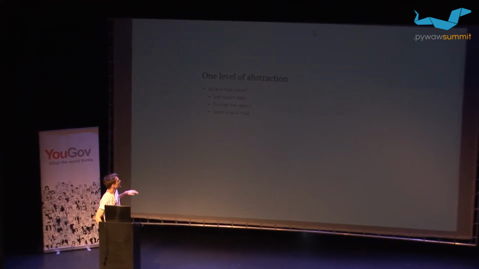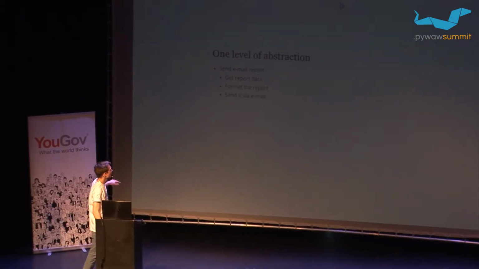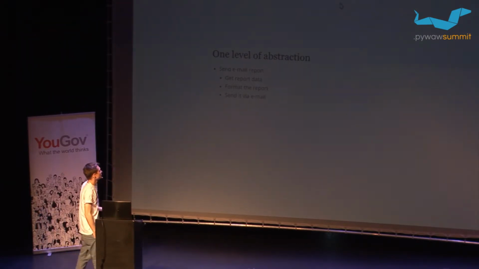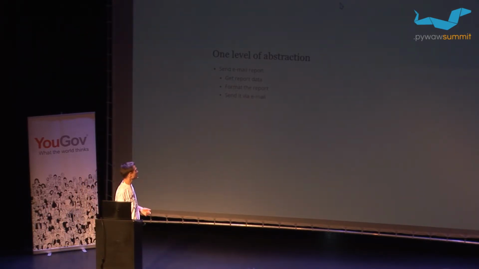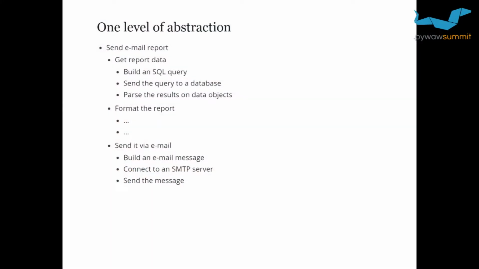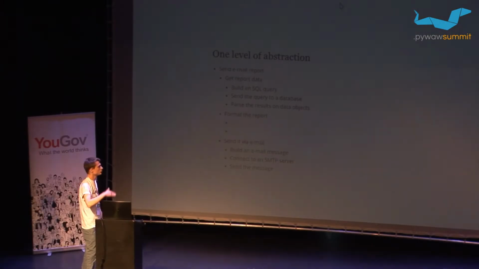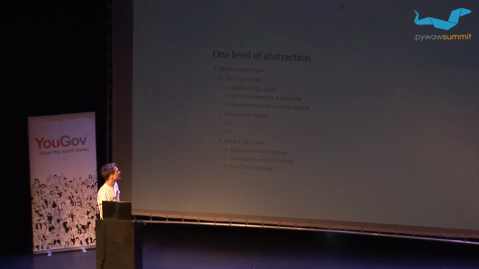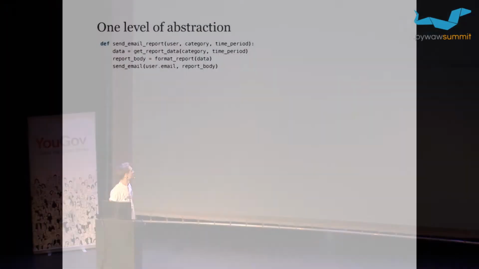So just sending an email report is one level of abstraction, but in order to send it, you have to perform three different tasks on a lower level. You have to get report data, format the report, and send it via email. So that's two levels of abstraction. But to get report data, you have to perform three different tasks on an even lower level. You have to build an SQL query, send it to a database, and then parse the result into data objects and return it from the function. So you have three different layers of abstraction. You can have even more of them.